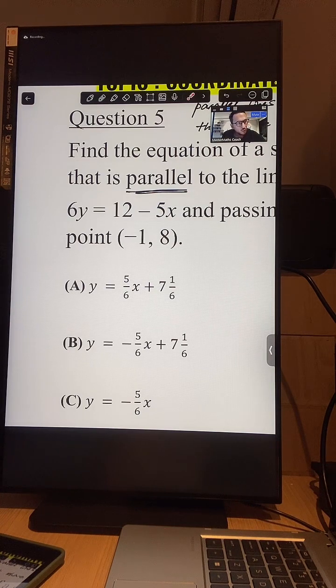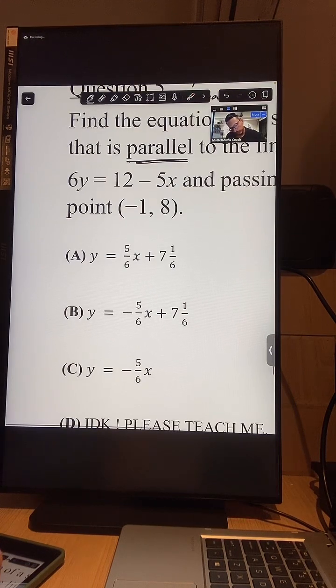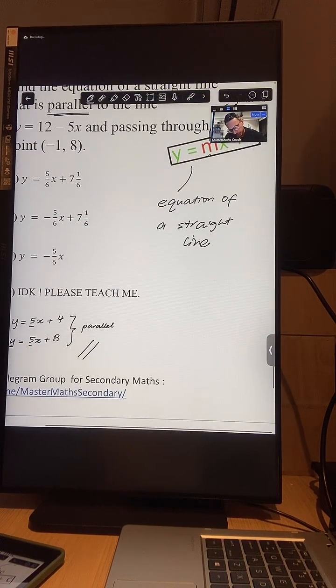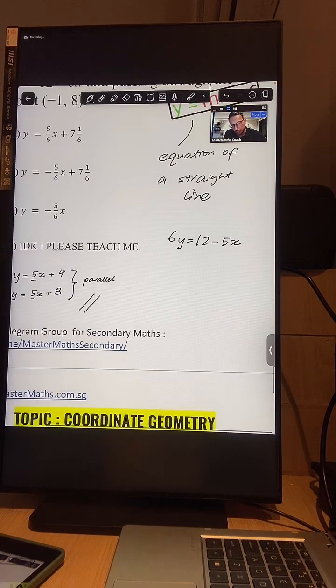Okay, Mr. Phenomenal says you have to divide by 6. Someone else says you need to have single y, which I assume means that the coefficient of y needs to be 1. So absolutely correct. You need to divide your 6y by 6, which is what we're going to do. So you have 6y equals to 12 minus 5x. We take the 6y and divide it by 6, so we get y equals to 2 minus 5 over 6 x.